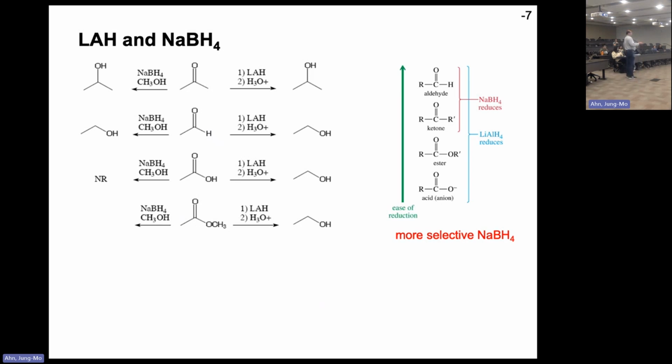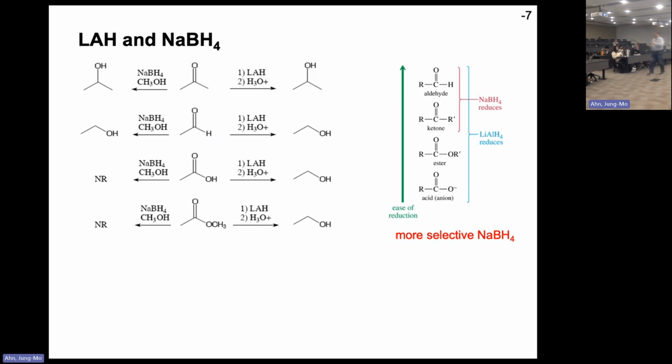If lithium aluminum hydride is used with an ester, it's going to make an aldehyde as an intermediate, but that's going to react further to become a primary alcohol. I'll show you the mechanism here. Sodium borohydride with an ester, nothing is going to happen. So clearly, you really have to choose the right reagent for the occasion.